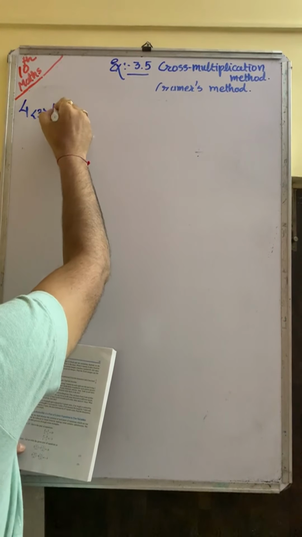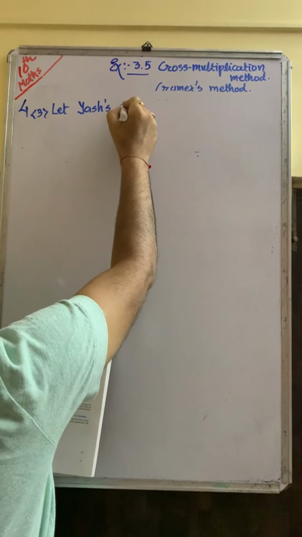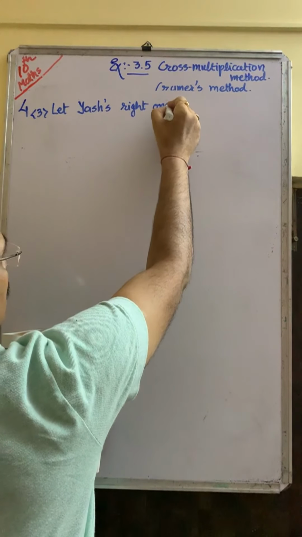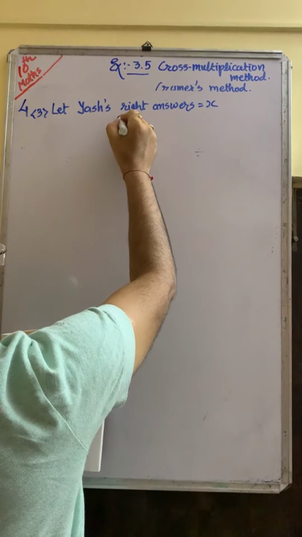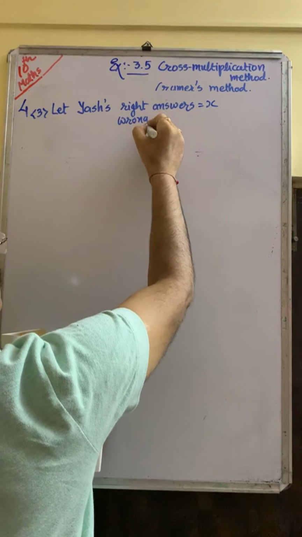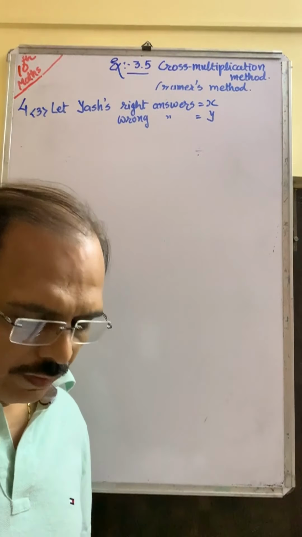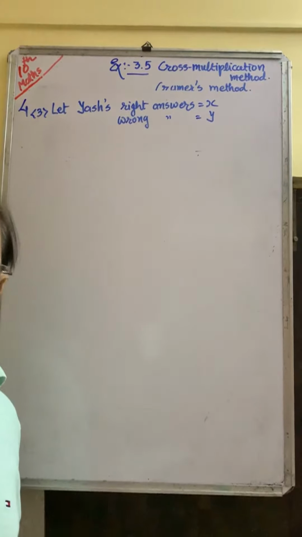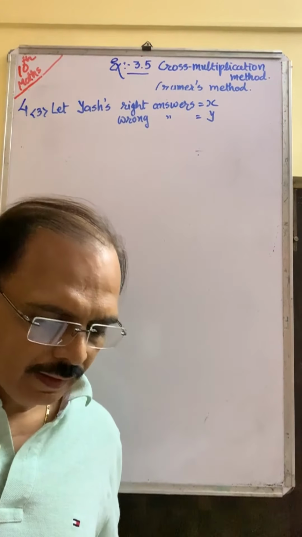Third number, let the right answer in the test be x and the wrong answer be y. Okay? Now read this properly and carefully. Yes, score 40 marks. Equal to 40 marks, what is it?